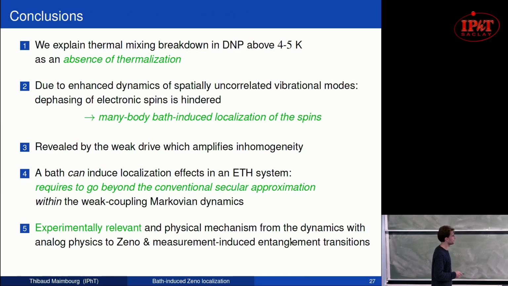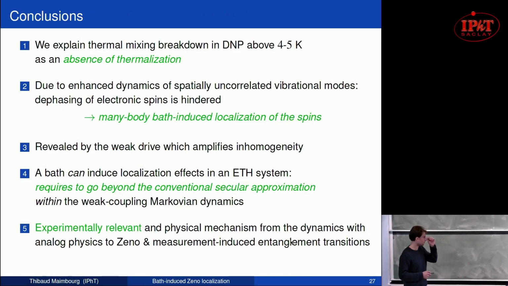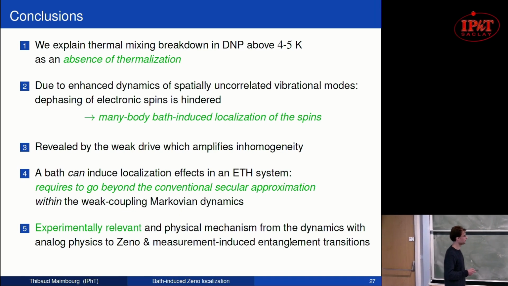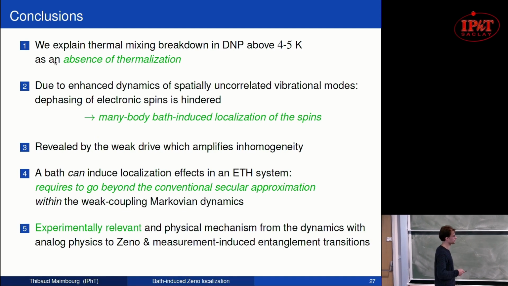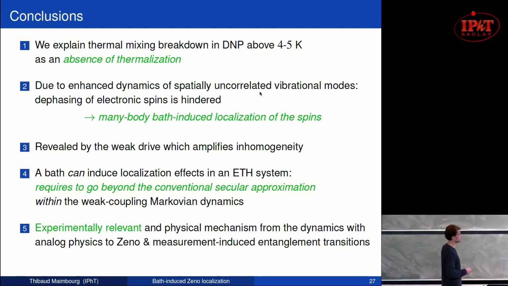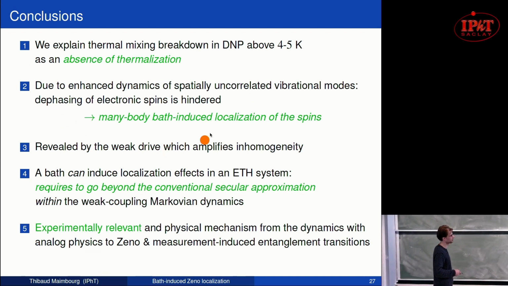Okay, right, so what I wanted to say in this talk: we're trying to explain this breakdown of thermal mixing above 5 Kelvin, for which so far there was no explanation. We're trying to say that it is an absence of thermalization. It's due to the fact that the vibrational modes become faster at high temperature, and you don't have any more dephasing. So we have some kind of many-body bath-induced localization of the spin system.